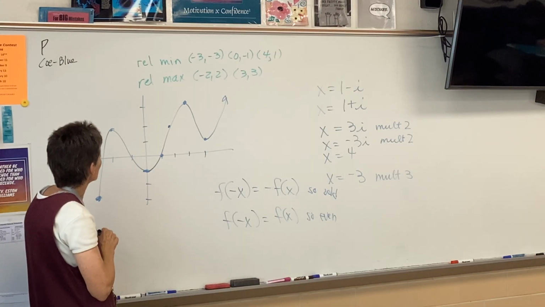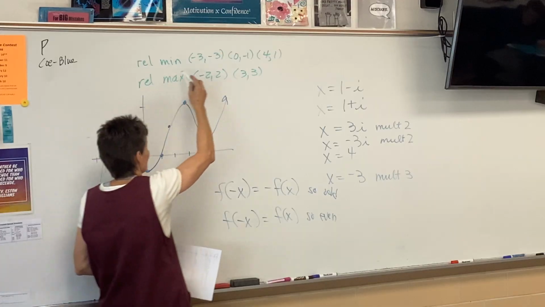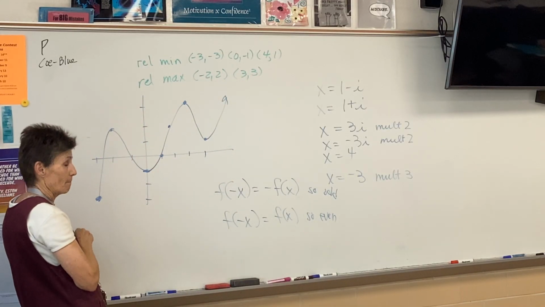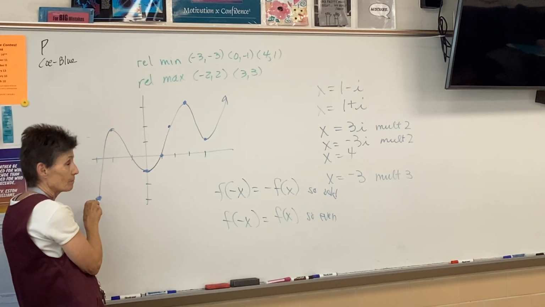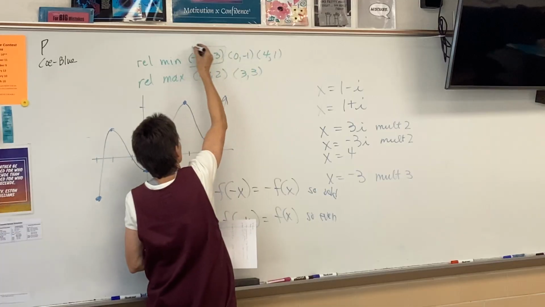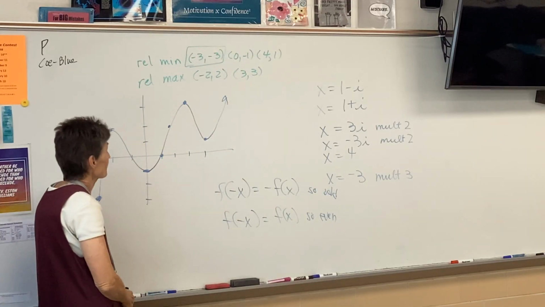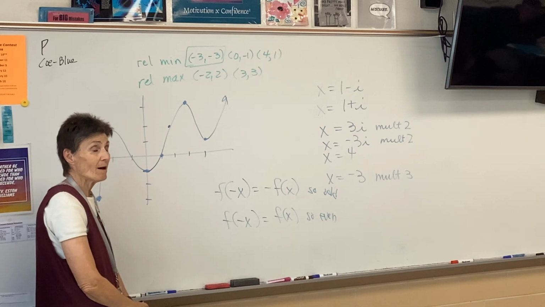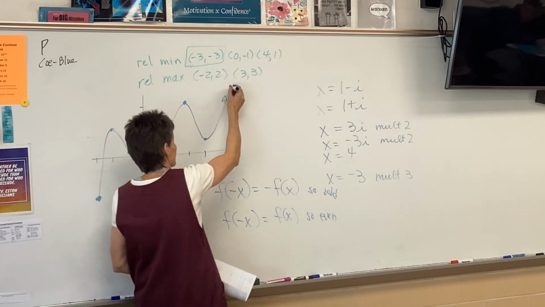Absolute minimum. All right, so which of these is my absolute minimum? So what was that? -3, -3. So there's my absolute minimum. How about my absolute maximum? Don't have one because of this guy right here, right?